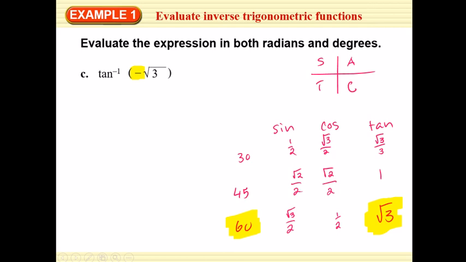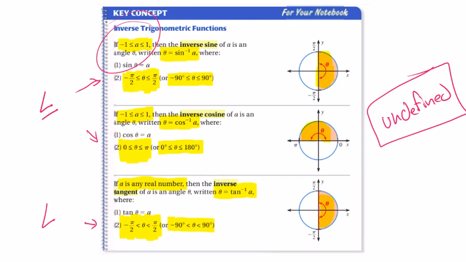When is my tangent negative? My tangent is going to be negative in quadrant 2 and quadrant 4. And then I need to take into consideration those domain restrictions on tangent. So if I look back here, it says if I'm looking at tangent between negative pi over 2 and pi over 2.